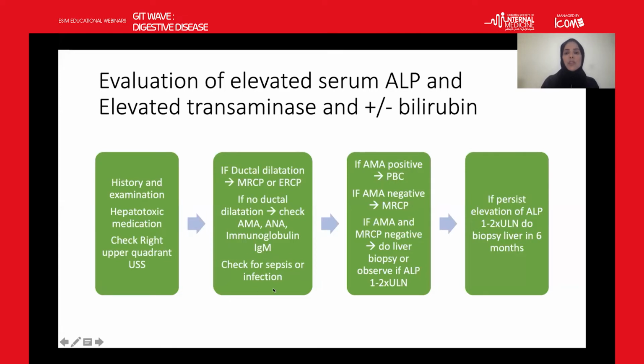And you have to check whether the patient has sepsis or active infection, which can affect the liver results. Again, a positive AMA suggests primary biliary cholangitis, and if it's negative, you do MRCP. And if all are negative, you have to do a liver biopsy if the level is greater or not improving, or you observe if it is between 1 to 2.